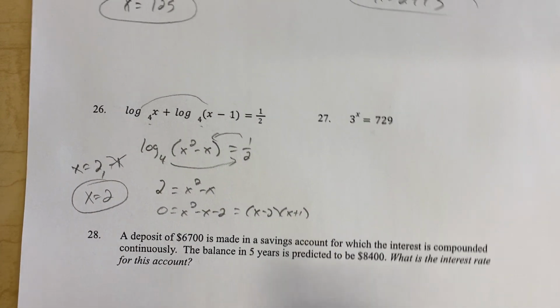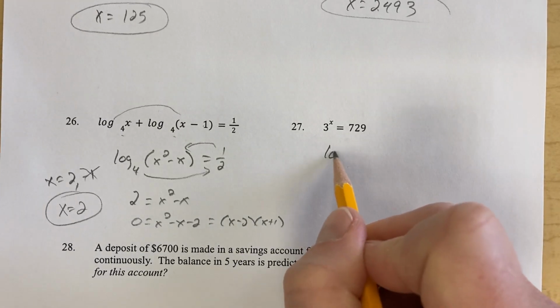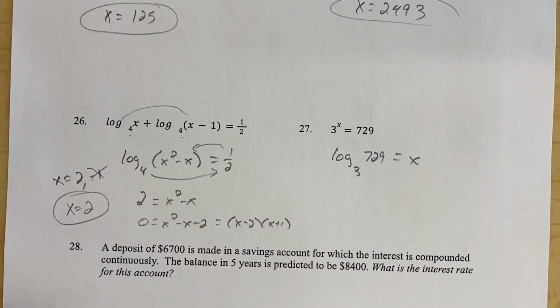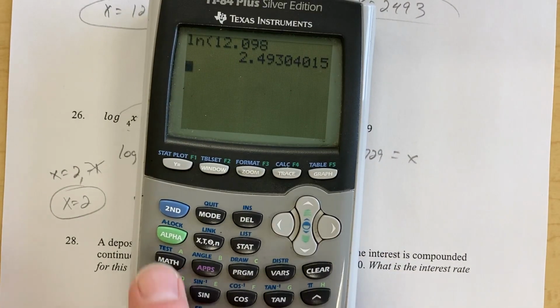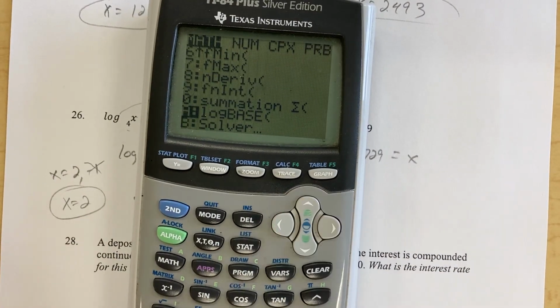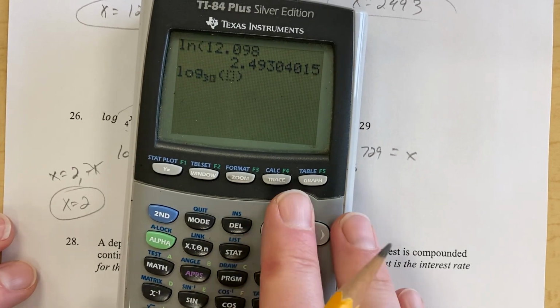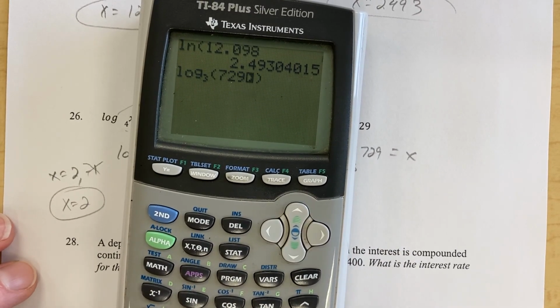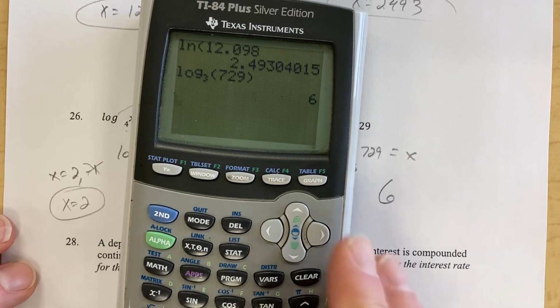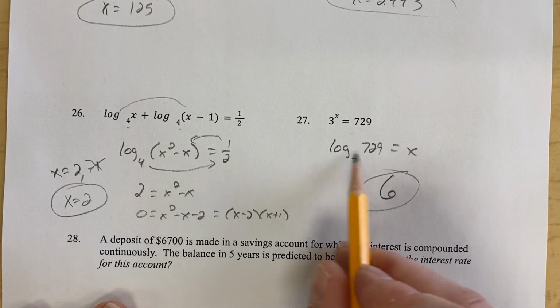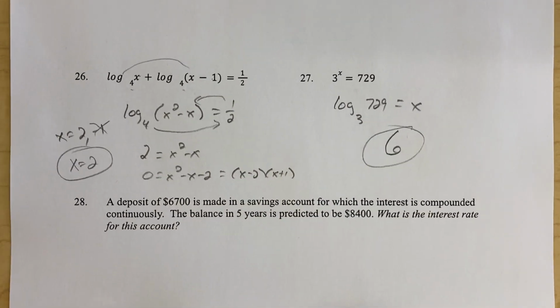Okay. And then here we can set up a log. The log of 729 base 3 is equal to x, and I can take the calculator, go math, and log base is this one here, and I can go ahead and set that up with base 3 and 729 inside. I get 6 for an answer. Or if you don't have that log base, you do log 729 divided by log 3. That'll get you there too.